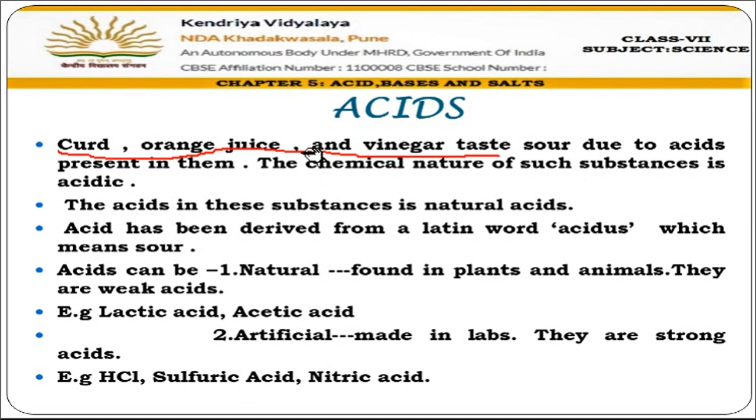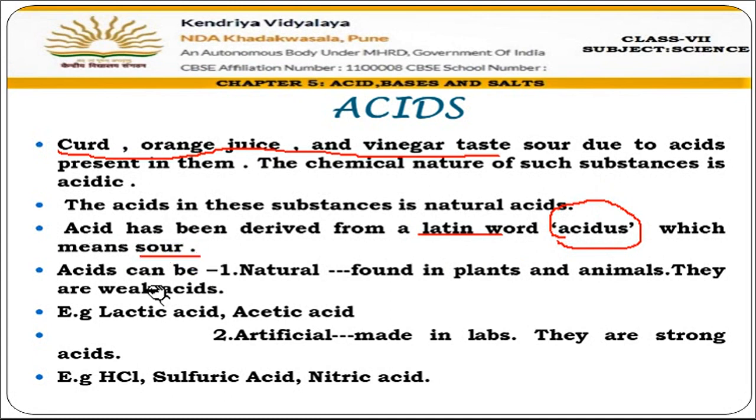they all have a sour taste. Sour means khatta. So they all have a sour taste in them. And all the substances which are sour in taste are acids. So you can define acids as the substances which are sour in taste. Now, the word acid has come from a Latin word, acidus, which means sour. That's why we use the word acid.